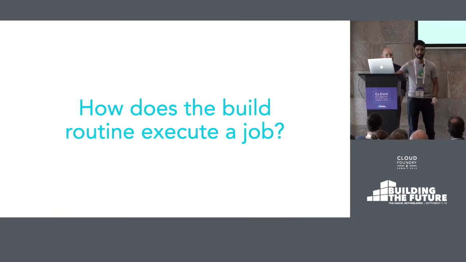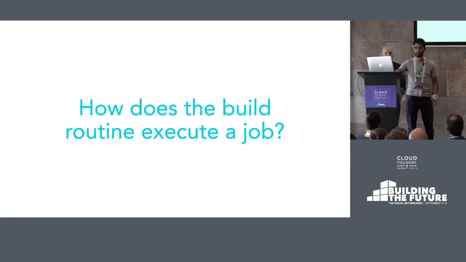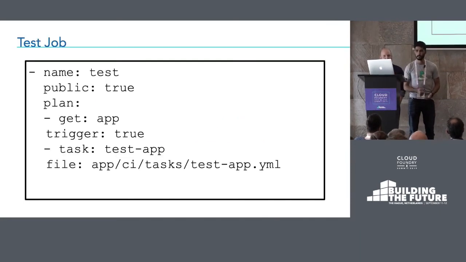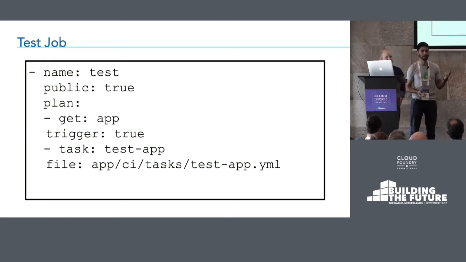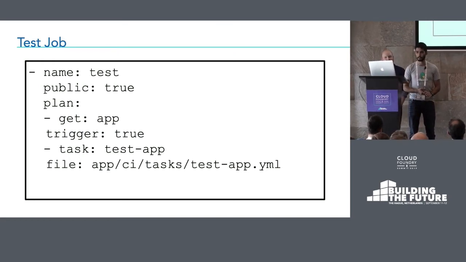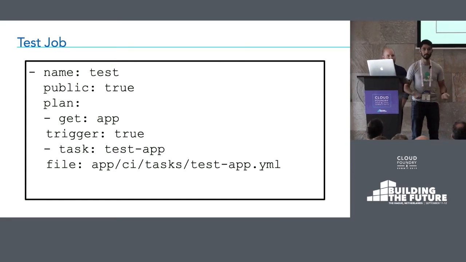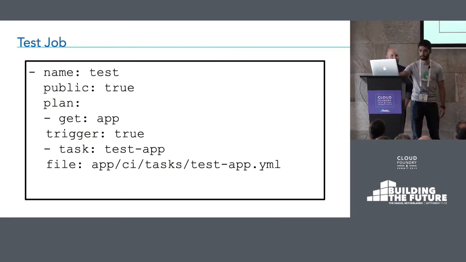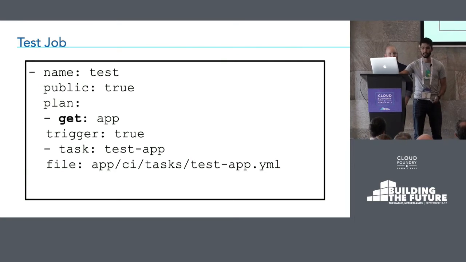So let's find out how a build routine executes a job. So the build routine will see that our job has 2 steps. And up here on the screen, we just have the basic job plan that the build routine would have loaded into memory. So we can see that we have a get step and we have a task step. So these are the 2 steps in our build plan here. And the build routine will start the job by, of course, running the get step first.